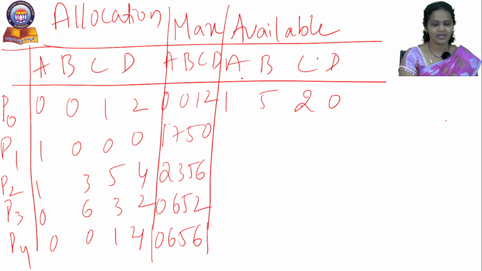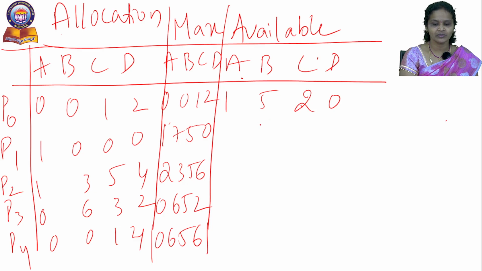And coming to this maximum, the meaning of maximum is that process P0 requires 0 instances of A, 0 instances of B, 1 instance of C and 2 instances of D in order to complete its execution. During the lifetime of execution of process P0, it requires this many maximum resources. It may require 2 instances at most, or sometimes it may require only 1 resource and finish its execution. That is the meaning of maximum.